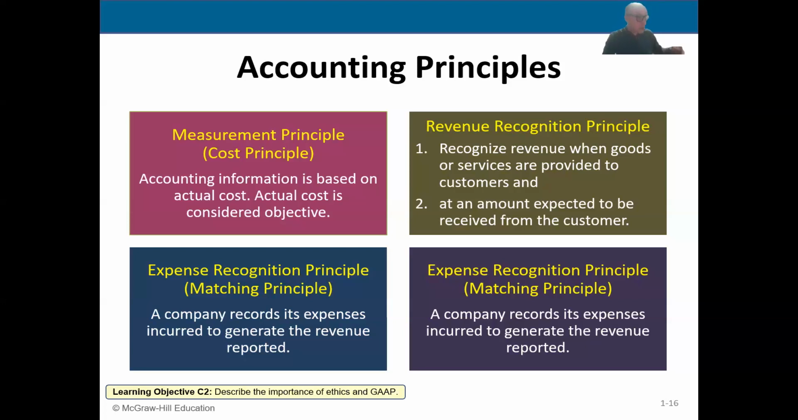You see? So that's why timing is really, really important in accounting because it's not always about cash. It's not always about the cash flow. See? So that's revenue recognition.